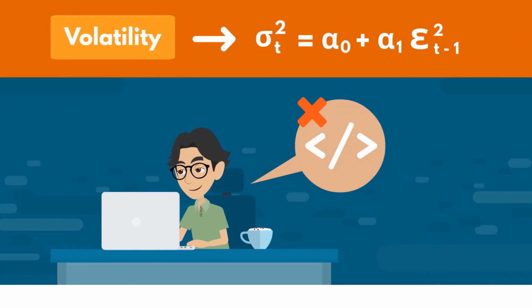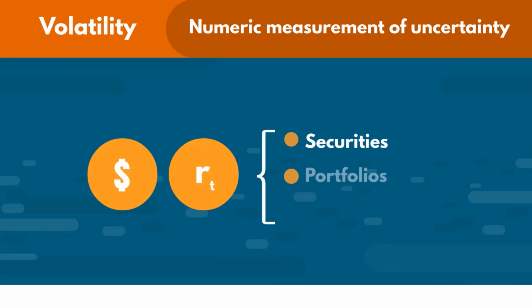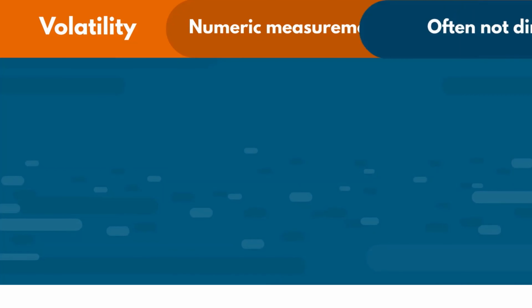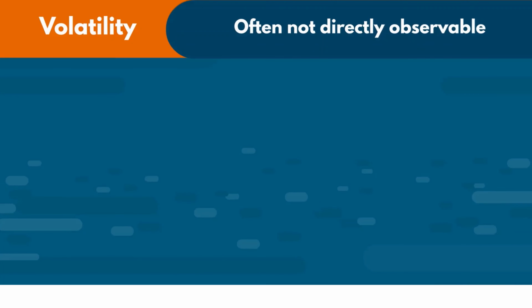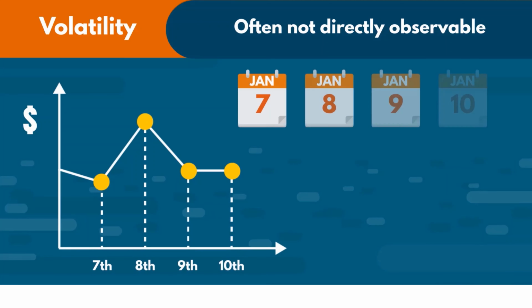Okay, this volatility refers to some numeric measurement of uncertainty, which depends on the volume of changes in valuation. Of course, by valuation here, we most often refer to the prices or returns of said securities, portfolios, or market indices. Due to the nature of the data set, volatility is often not directly observable. That's also true in our case, because we're using daily data.